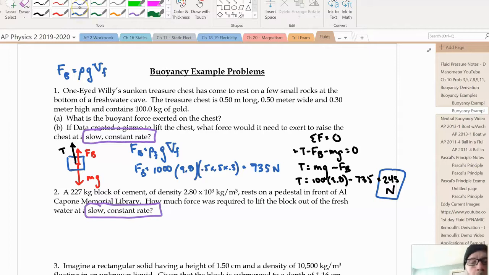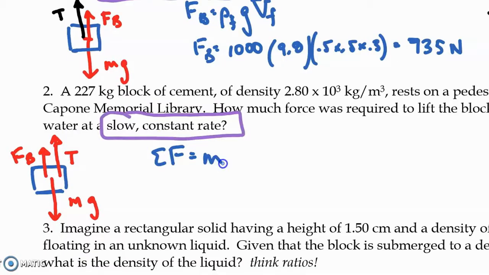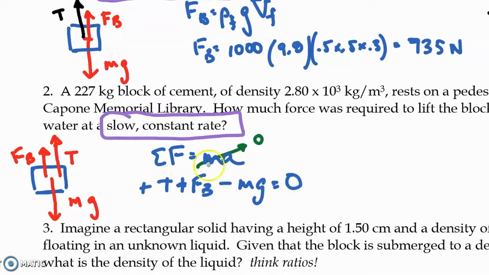Good. I'm going to go ahead and draw a picture. So we're going to have the force down on it, mg. Oh, wait a minute. This is pretty much just like the other problem. Buoyant force and tension. So the sum of the forces causes the mass to accelerate, but this time it's going to be 0 again. And then I'm going to have plus tension plus the buoyant force minus mg equals 0. And let's solve it for T.